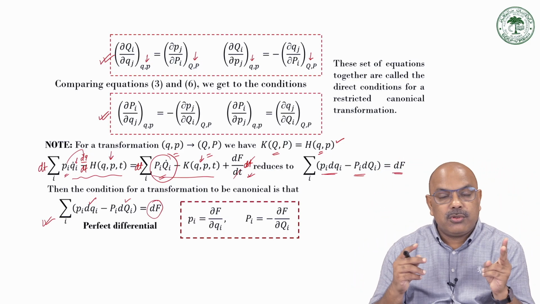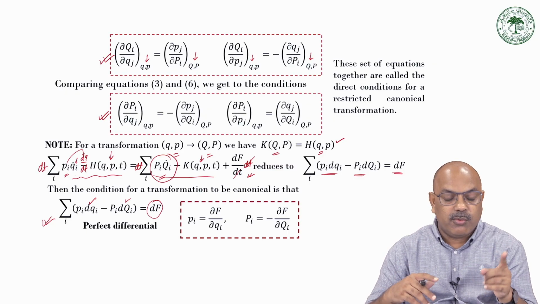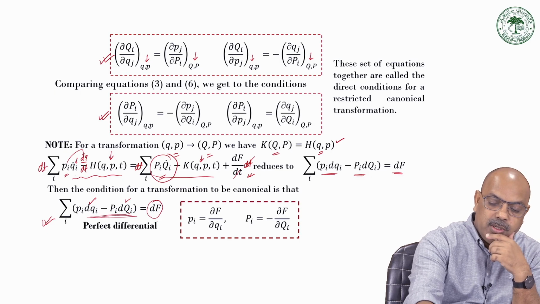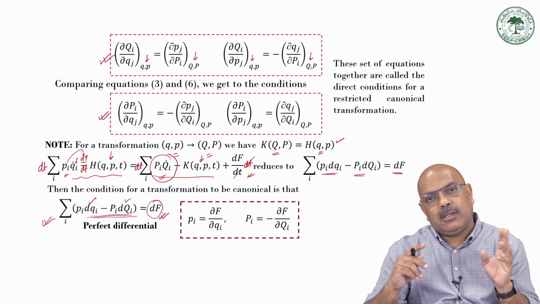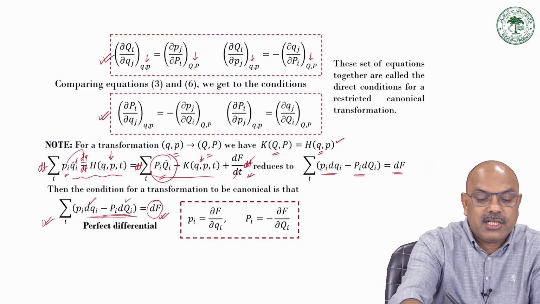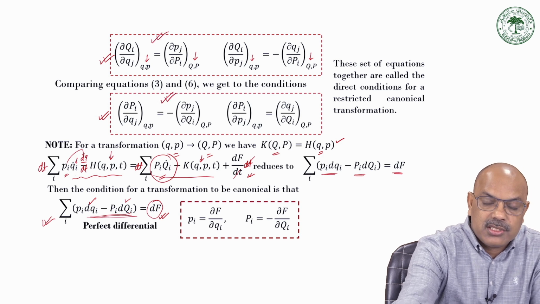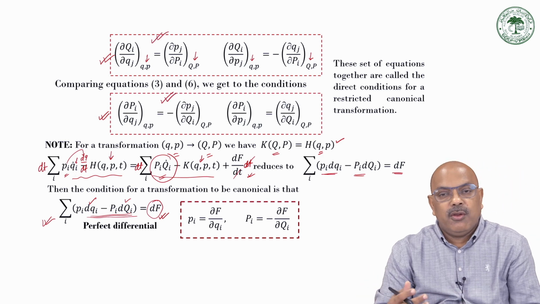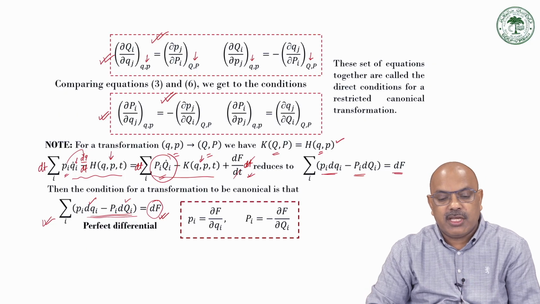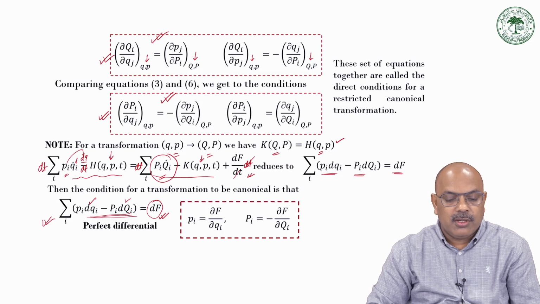Okay. So the two conditions which we have now are: if I have a transformation and I calculate this and this, and if this is a perfect differential, then the transformation is canonical. Or we can calculate these partial differentials, any of these four, whichever is valid, depending upon what kind of transformation is given to you. If you calculate them and they are equal, then that is going to be the canonical transformation. Okay. So these are two things we had to know.